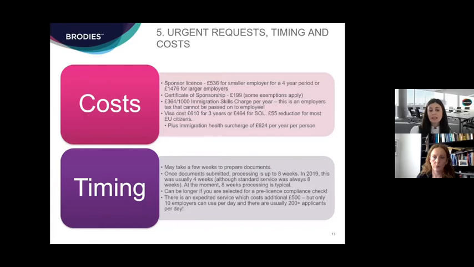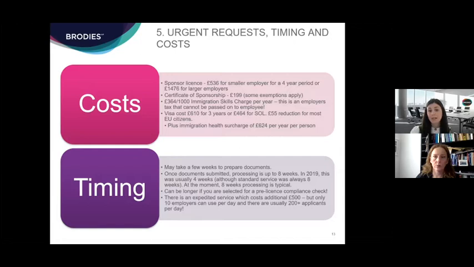So those are the key stages to be aware of if you're going to make a licence application, but we thought it'd be helpful to just recap on costs and timing. As Elaine mentioned, there are two separate fees for applying for a sponsor licence. There's one for smaller employers, and that's £536, and that's for a 4-year period. And then for medium and larger employers, the fee is £1,476. As Elaine mentioned, a smaller employer is a defined term, so do always check if it applies to you.